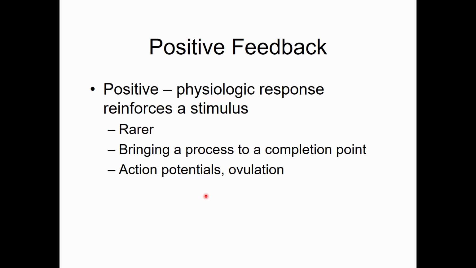Or estrogen levels build, leading to more estrogen, leading to luteinizing hormone and more luteinizing hormone and more luteinizing hormone. You get this spike of LH and then you get ovulation. Once ovulation is over, the system goes back to negative feedback. So these are a couple of examples of positive feedback.